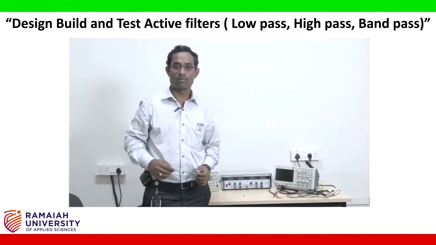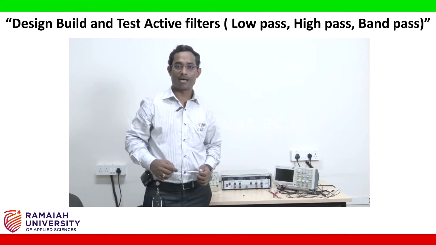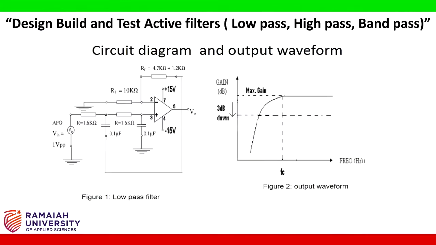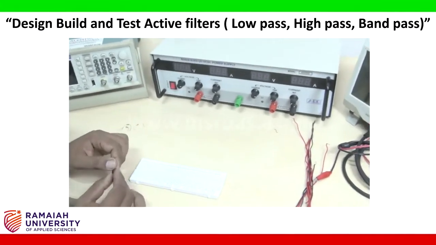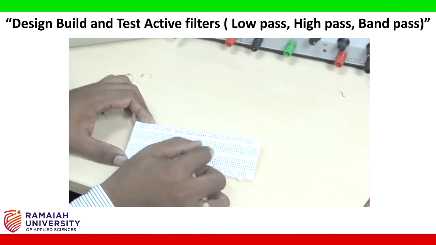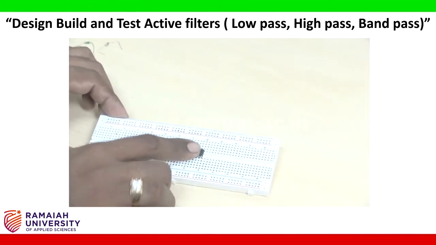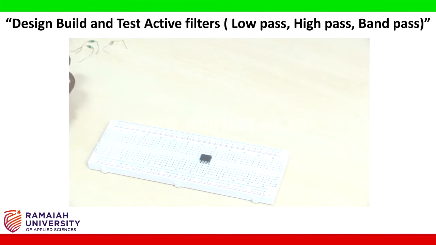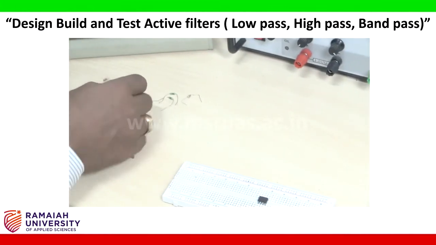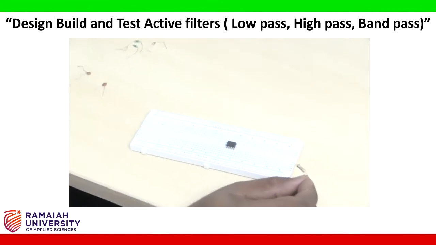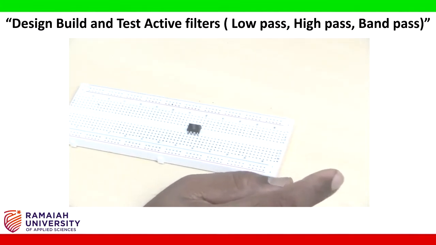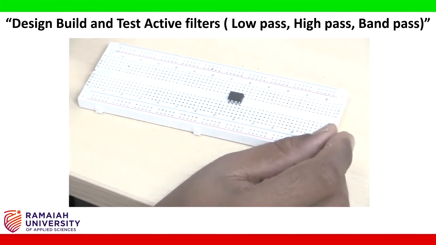So now I am going to connect the circuit of active low pass filter design based upon the circuit diagram. Now I am going to connect the circuit like this. So I am taking the circuit board. So I place the IC on the circuit board. So now I am going to connect pin number 2 to a 5.6 kilo ohm resistor. This is the 5.6 kilo ohm resistor I am taking. So the 5.6 kilo ohm resistor will be connected to pin number 2 and pin number 6.